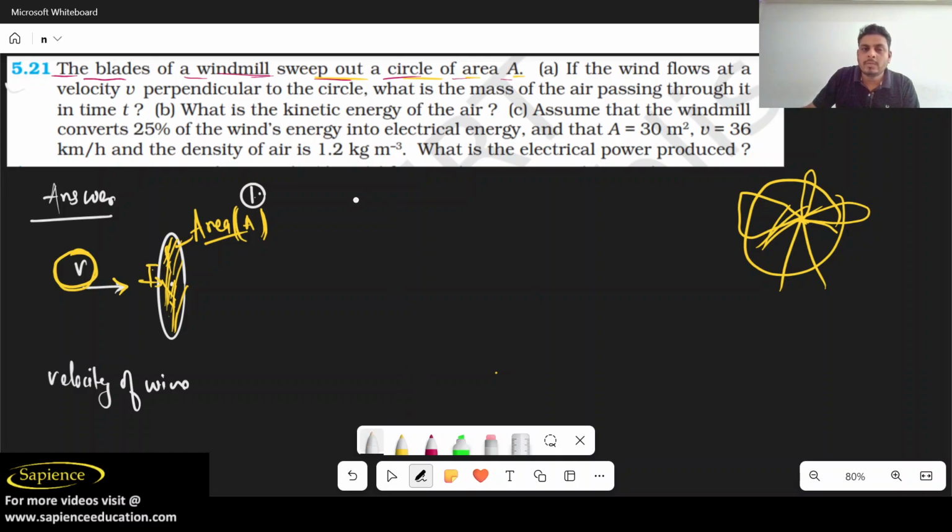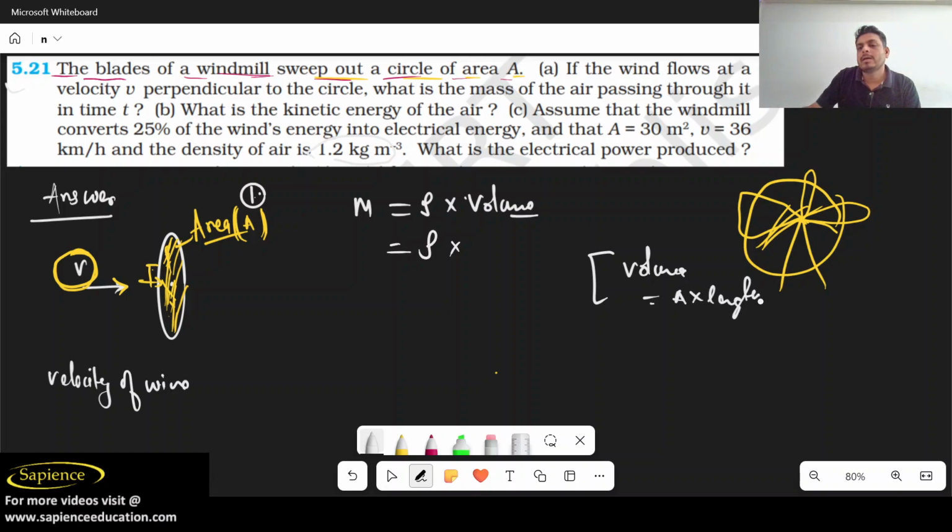So we know that mass is equal to rho into volume, where rho is the density of any substance. Density is fixed, we can't change it here. It is given as 1.2 kg per meter cube, into volume. So how will you find volume? We know that volume is equal to area into length, right? So here we can write area into length.